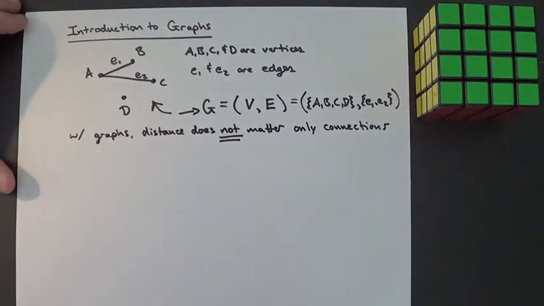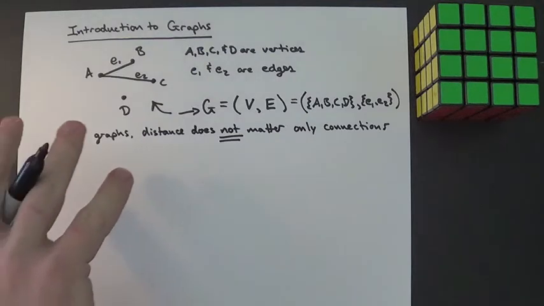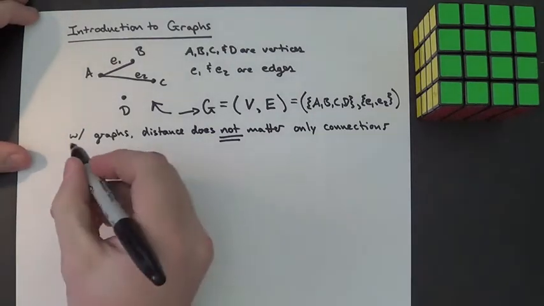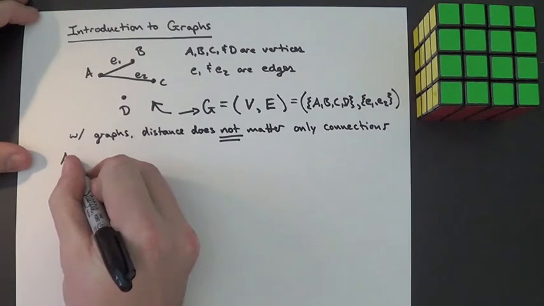If you've heard of topology, that's the study of very similar topics in which the distance doesn't matter, just matters how things are connected. This is even more simplistic than the topic of topology, though. In graph theory, all we care about is what is being connected, and in some cases, how many ways they're being connected.